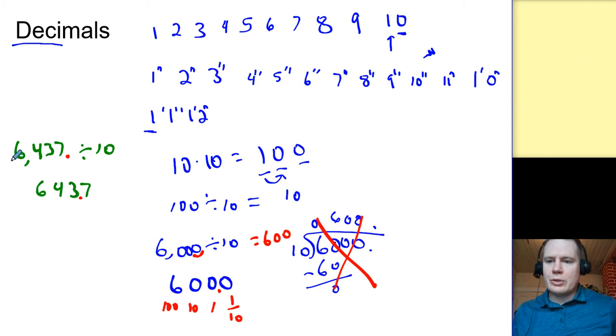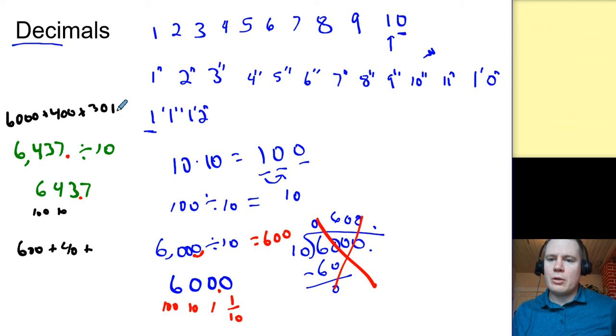So now instead of the thousands, 1,000 divided by 10 is 100. So I have 600. 400 divided by 10 is 40. So that 4 is in the tens spot. I did have 6,437, right? There's our expanded form here.